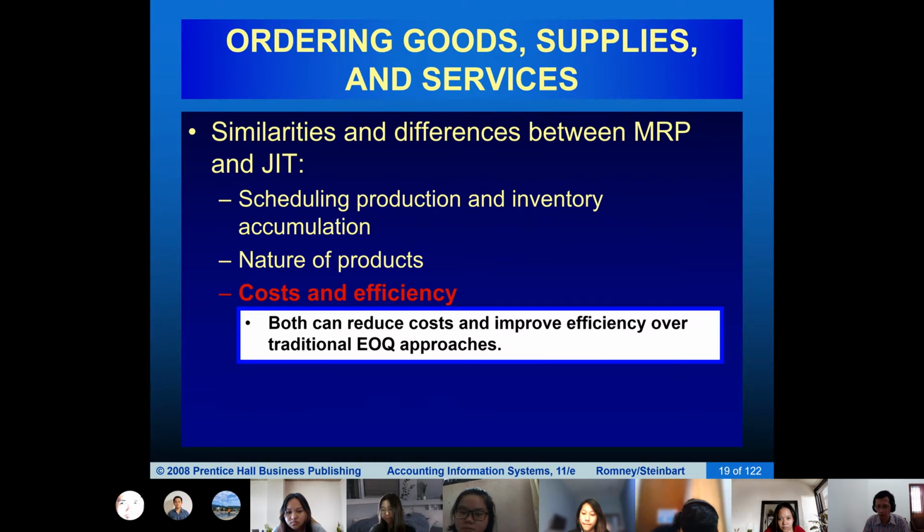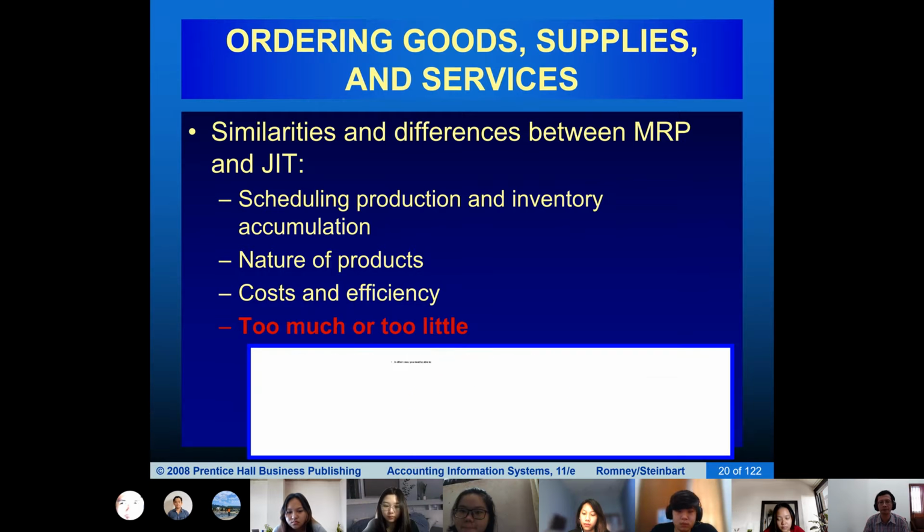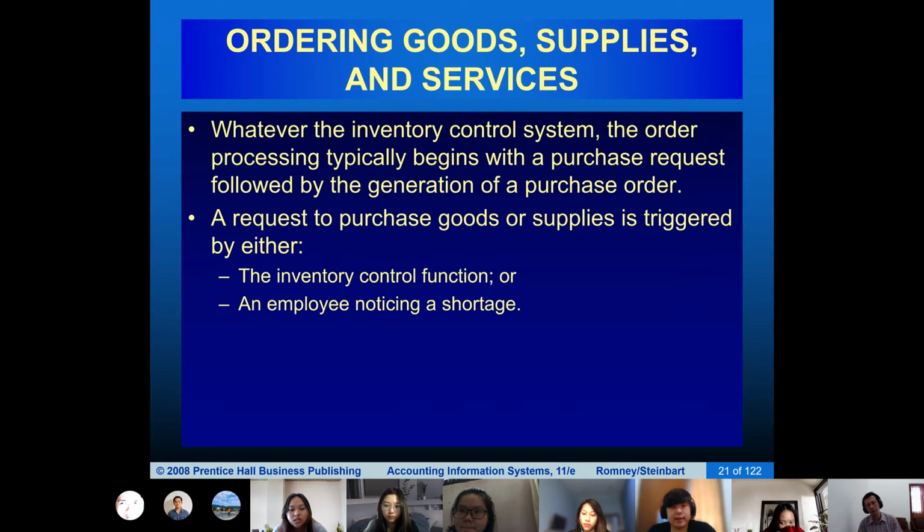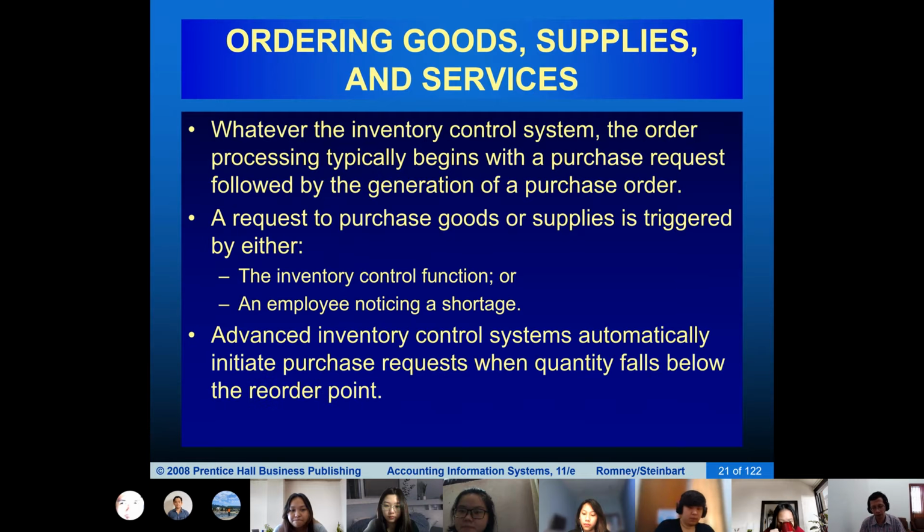So both are good in cost and efficiency. It can reduce cost, especially by eliminating or significantly reducing safety stock. Regardless of the inventory control method, the information we get from this system is what product, how much, and when.